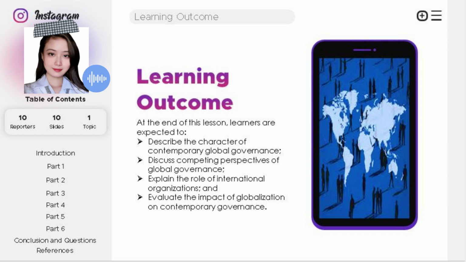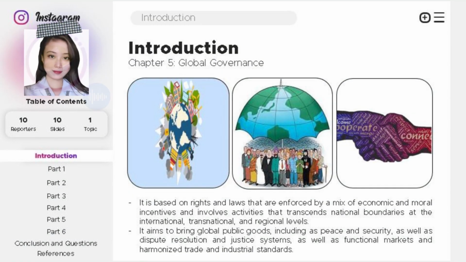Without further ado, let us define global governance. Global governance is based on the rights and laws that are enforced by a mix of economic and moral incentives, and involves activities that transcend national boundaries at the international, transnational, and regional levels. It also aims to bring global public goods, including peace and security, as well as dispute resolution and justice systems, functional markets, and harmonized trade and industrial standards. For further broader knowledge, stay, listen, and focus.